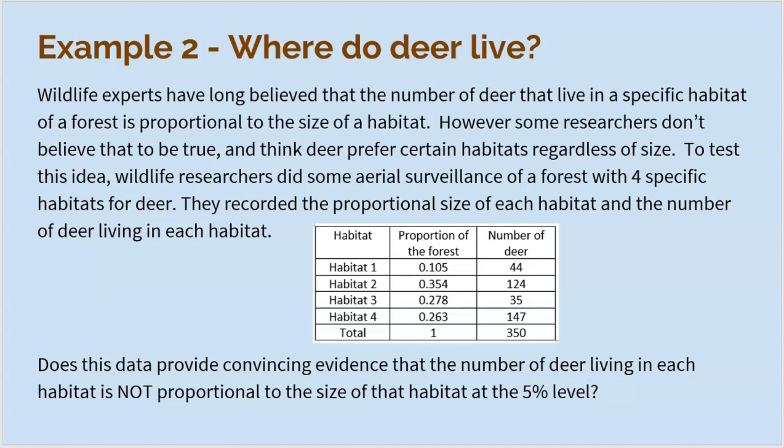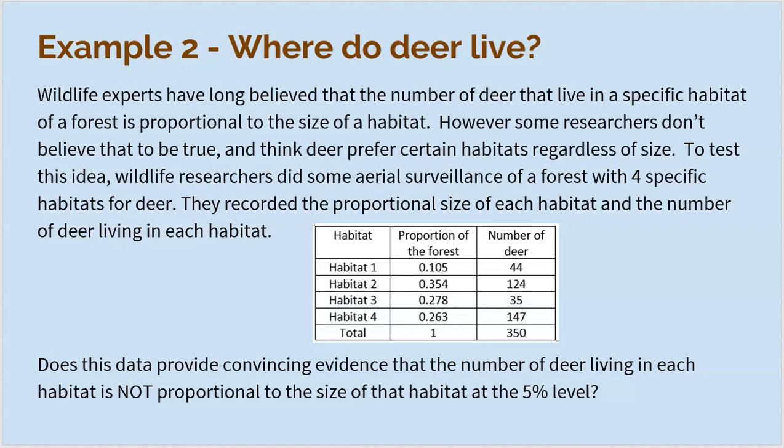So to test this idea, wildlife researchers did some aerial surveillance of a forest with 4 specific habitats of deer. They recorded the proportional size of each habitat and the number of deer living in each habitat. So here's our data, right? We have 4 different habitats, and we observed 44 deer living in habitat 1, 124 living in habitat 2, 35 in habitat 3, and 147 in habitat 4. So 350 total deer. But we also looked at the proportion of the forest. Habitat 1 had 10.5% of the forest. Habitat 2, 35.4% of the forest. Habitat 3, 27.8% of the forest. And Habitat 4, 2.63% of the forest.